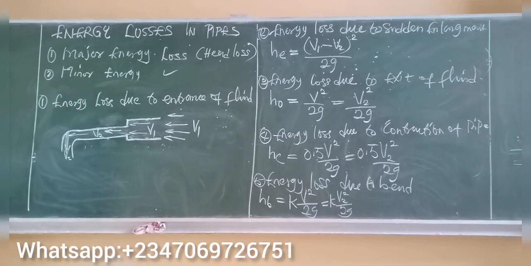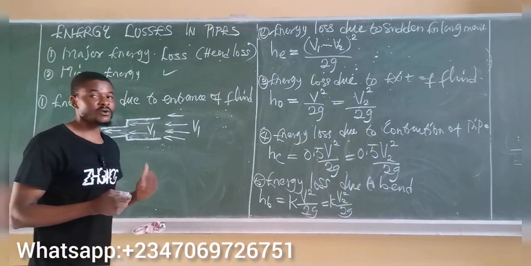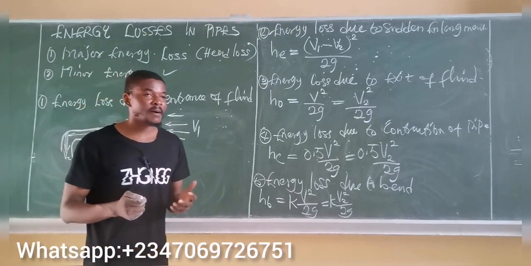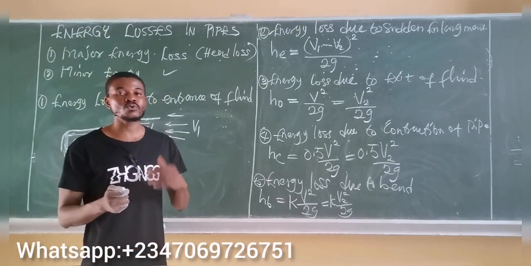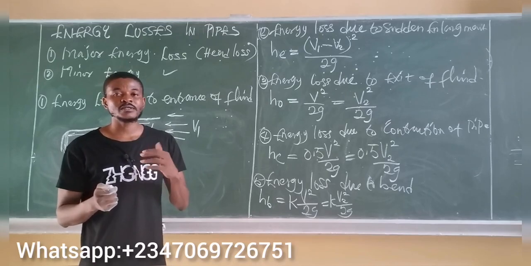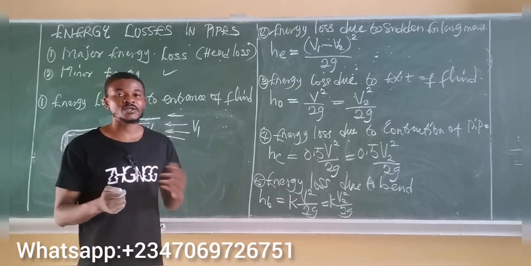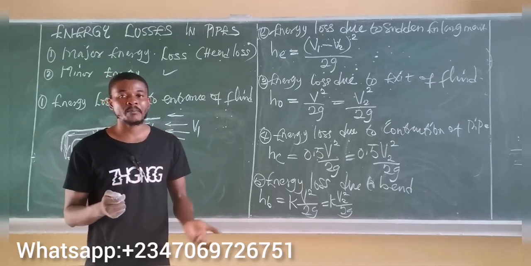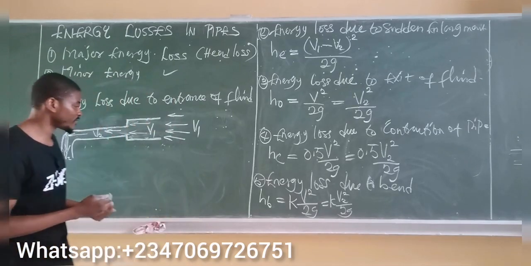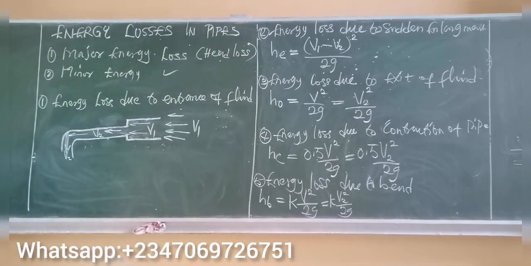Aside from that, we can also have pipe fitting. If there's a fitting on the pipe, as fluid flows through that particular fitting, that fitting will constitute another type of energy loss called energy loss due to pipe fitting. So if you have different kinds of fitting, it will also constitute other minor energy losses. So we've talked about five there.